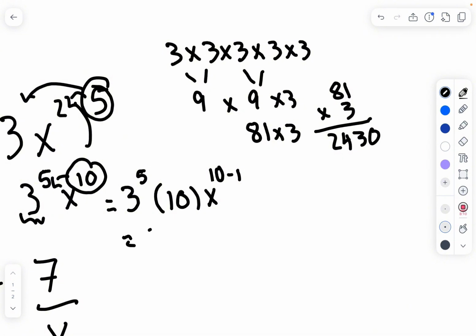So then we'll have 2,430. Then x to the power of 10 minus 1, which gives us 9. So then that's the final answer for that one.